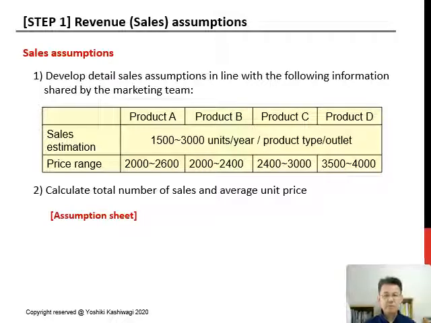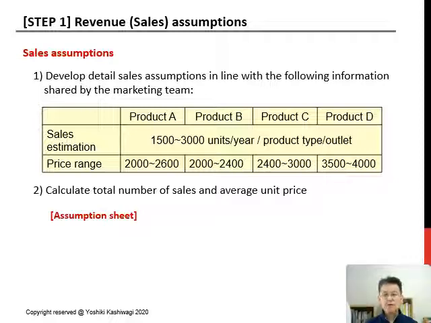And the sales estimation, in terms of the sales unit, is between 1,500 and 3,000 per year, per product type, and per outlet. So I want you to pick up some numbers from this estimation, and put these numbers into your assumption sheet. An estimated price range is, as you can see there, not the same by product. But again, this is just a suggestion.